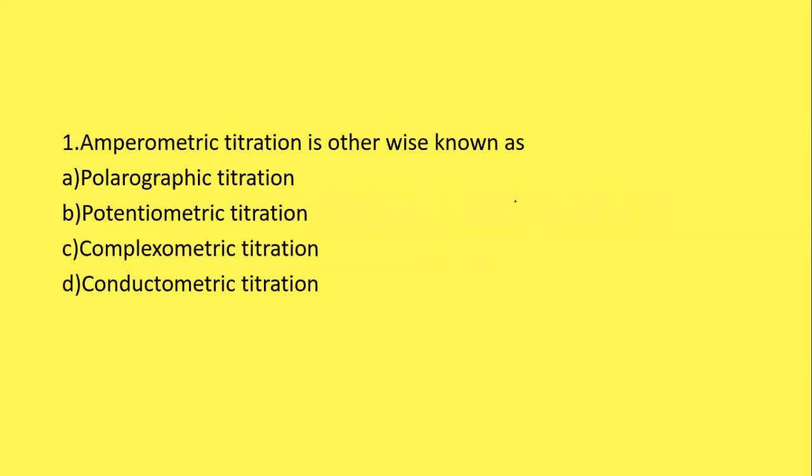First question, amperometric titration is otherwise known as A. Polarographic titration, B. Potentiometric titration, C. Complexometric titration, D. Conductometric titration. Correct answer is polarographic titration. Option A is the correct answer.